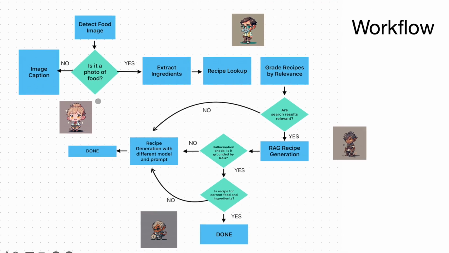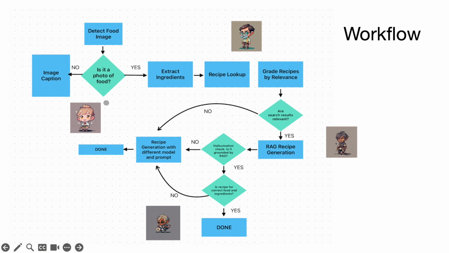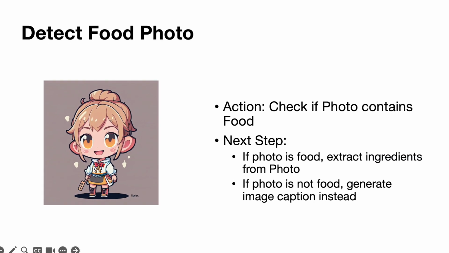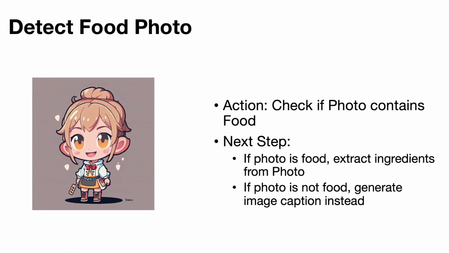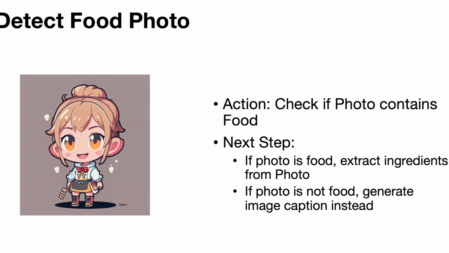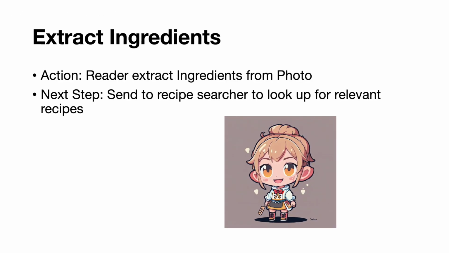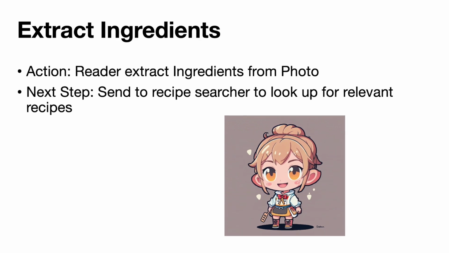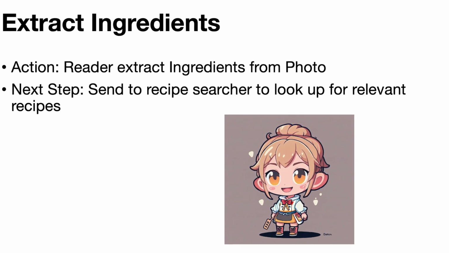When a user uploads an image, the reader checks if the image is a food photo. If it is, like a burger, the reader will extract the ingredients from the photo. If the photo is not food, it will generate an image caption instead. Once the reader extracts ingredients from the photo, she sends them to the searcher to look up relevant recipes.